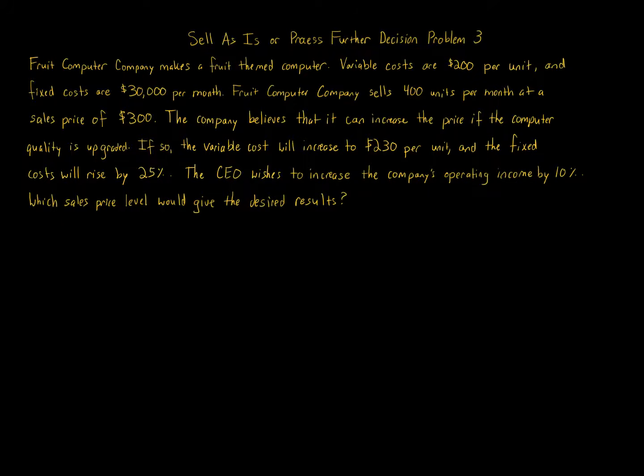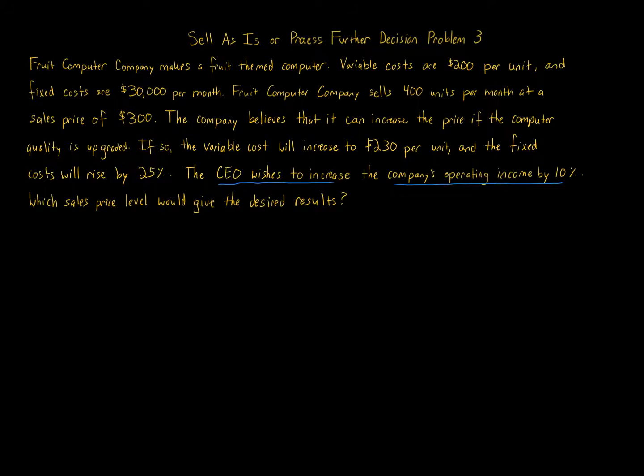The CEO wishes to increase the company's operating income by 10%. Which sales price level will give the desired results? We've got one of our favorites, sell as is versus process further. So the CEO wishes to increase the company's operating income by 10%. If they're going to process further, they want to get a 10% increase in operating income.